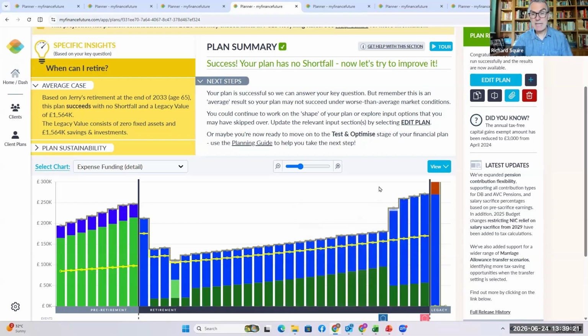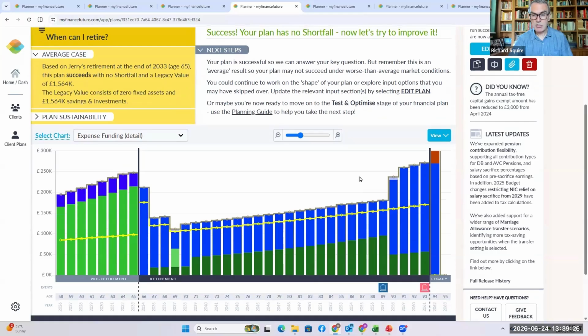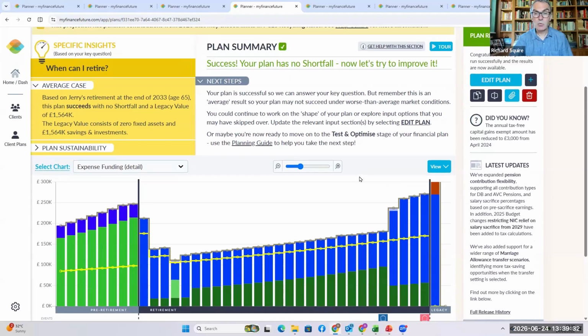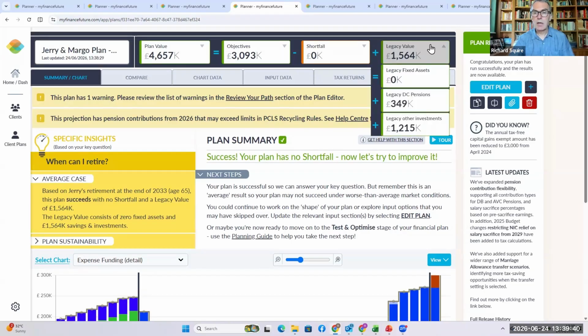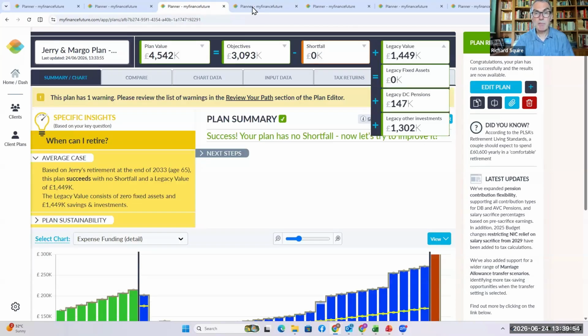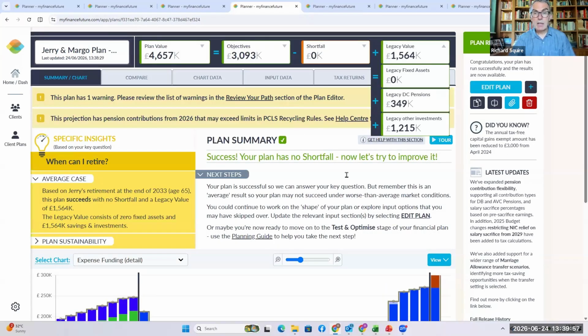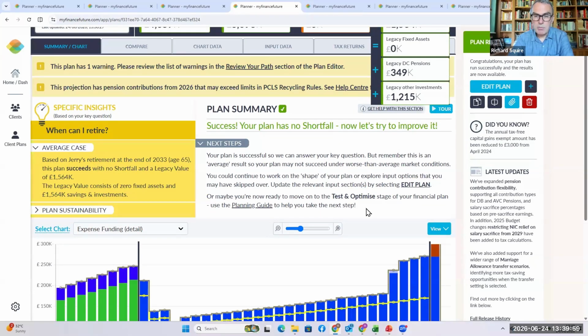We've still got this peak at the back end, after Jerry's death, where Margot's just got her own tax capacity. So it would be great to have more ISAs to help us flatten that out, which will maybe take us another step on. But if we look at the legacy value, we've gone up to 1564, and more of that's in pensions. But overall, if you take off the right amount of tax, higher rate or basic rate, you've got an increase in the legacy value from the previous step, which was 1449. So we've got another optimization opportunity.